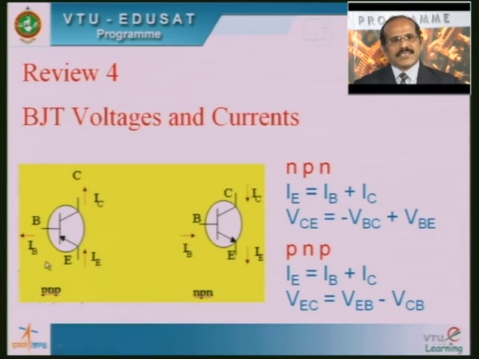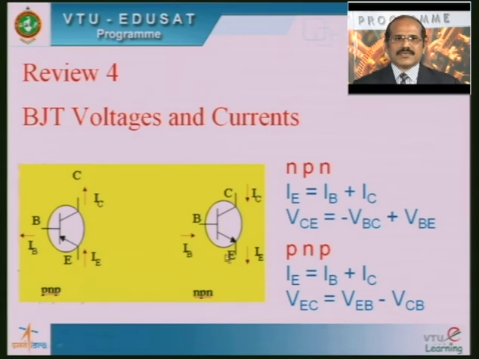Here, as you can see, this is the symbol for the PNP transistor having the emitter, base and collector, and the arrows indicate the emitter current, base current and the collector current. From this PNP symbol, IE is nothing but IB plus IC. Similarly, if you apply KVL, we get VEB equal to VEC plus VCB. From this you can derive that VEC equals VEB minus VCB.